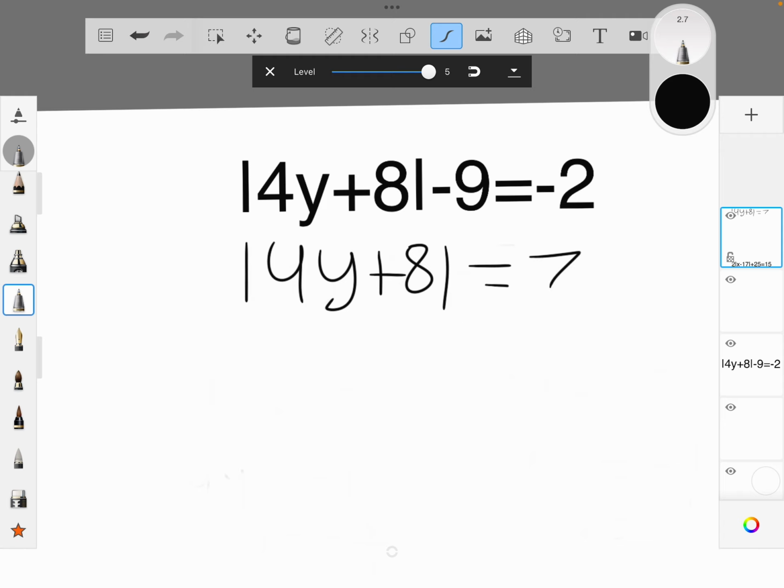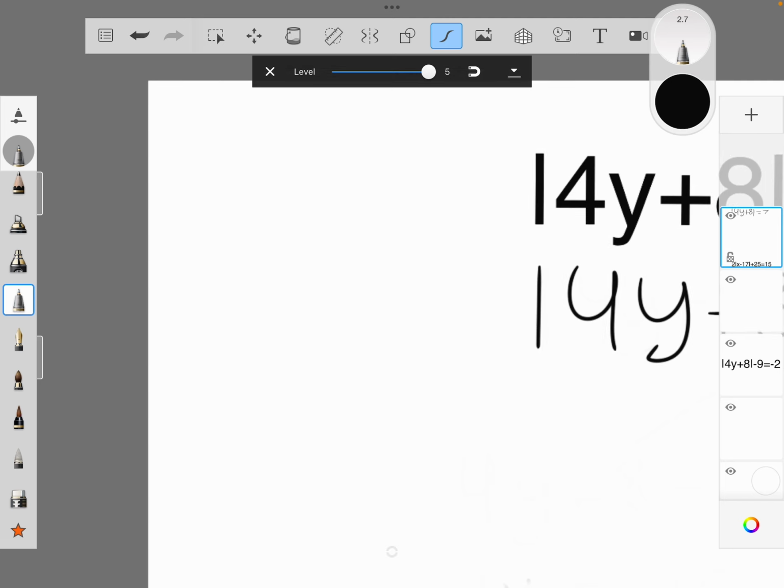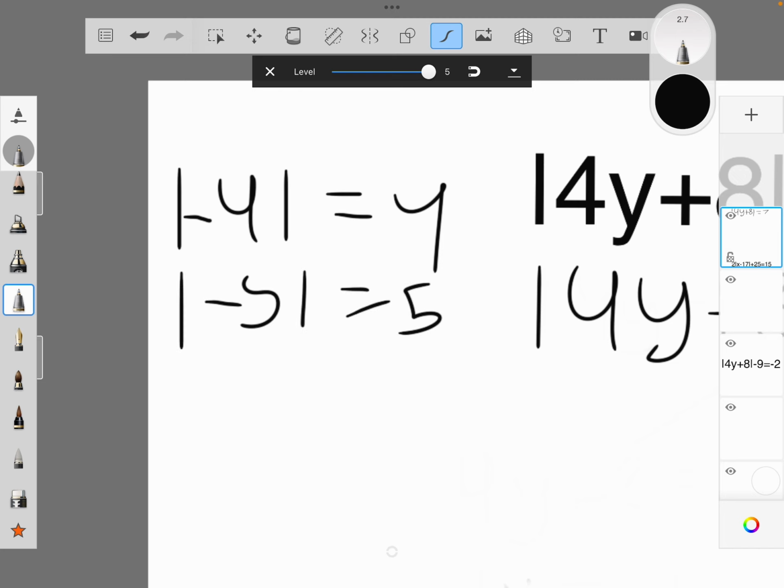Now, if you don't know what absolute value is, you can skip this part. But absolute value is basically like saying the absolute value of negative 4 is equal to 4, or the absolute value of negative 5 is just 5, or the absolute value of x is just x. What these all denote is the distance from 0. So the distance from negative 4 to 0 is obviously 4. The distance from negative 5 to 0 is obviously 5. And the distance from 0 to x is obviously x.